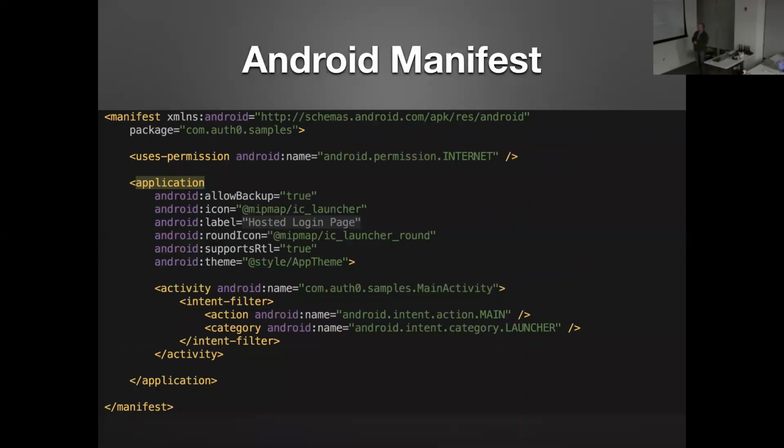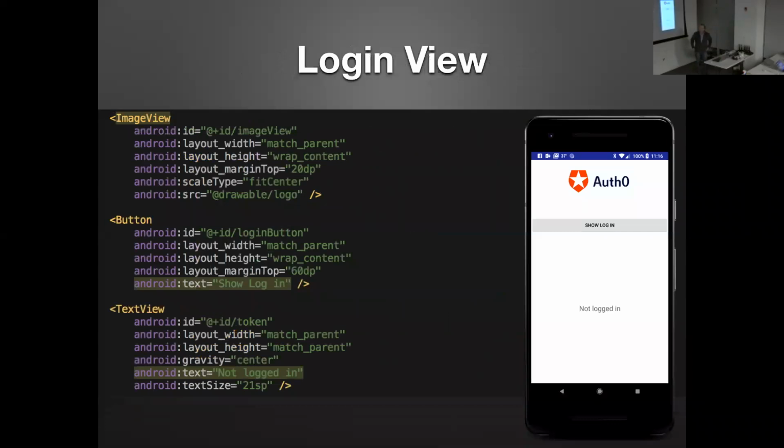Inside the manifest, the only thing interesting here is the permission. Because we went to the internet to do that authentication exchange, you got to have the internet permission. So that's pretty much it. That's all for that file. And this login view, that's pretty self-explanatory. We got the image view, the button, and a text view that gives you some status. If there's an error, or when you successfully logged in, it will show the token here. So that's just the out-of-the-box application.